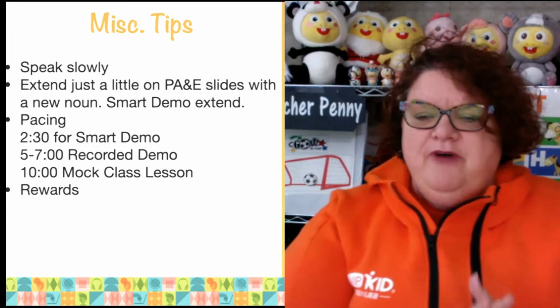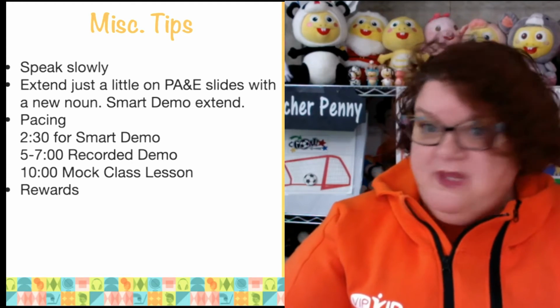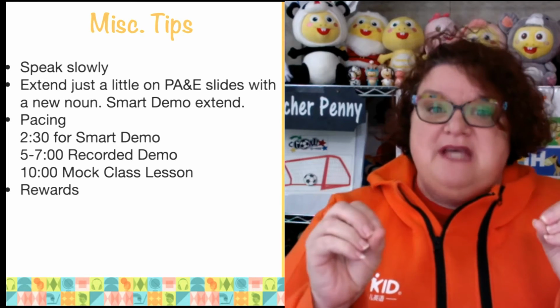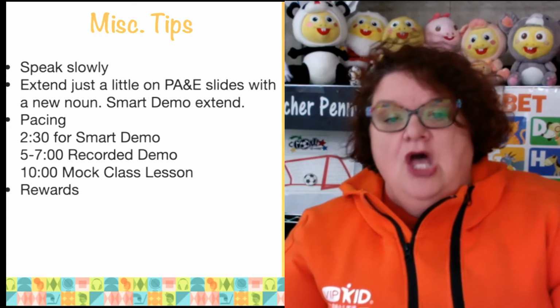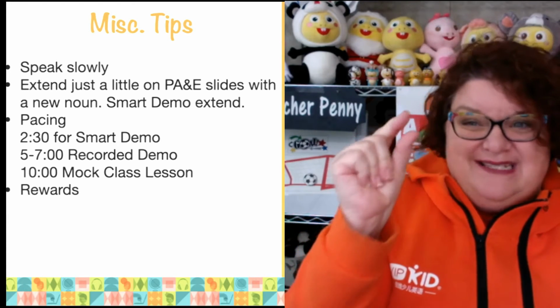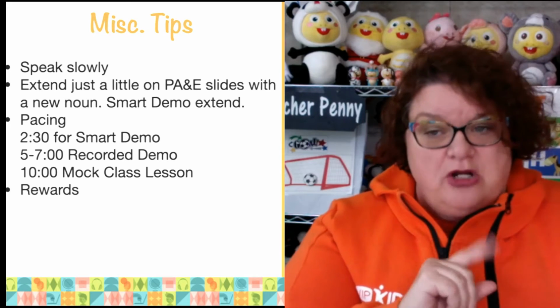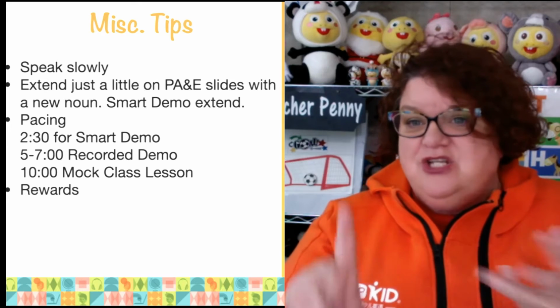Okay. Now, a couple of other miscellaneous tips on this one. Speak slowly. It's not going to be, she plays with the ball. No, you have to speak slowly and precisely. She plays with a ball. Okay. You want to extend just a little bit on the P and the A slides. And again, as I talked about earlier, use a new noun. Don't use an adverb or an adjective or a verb.